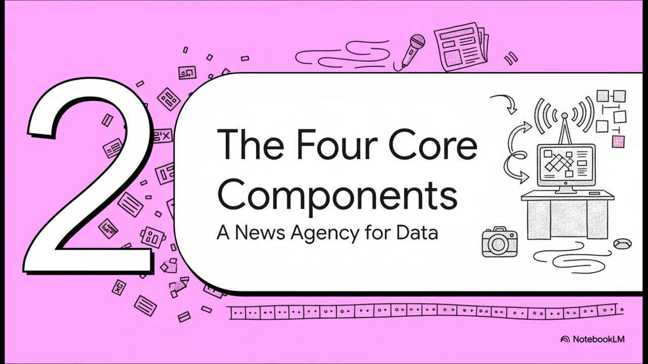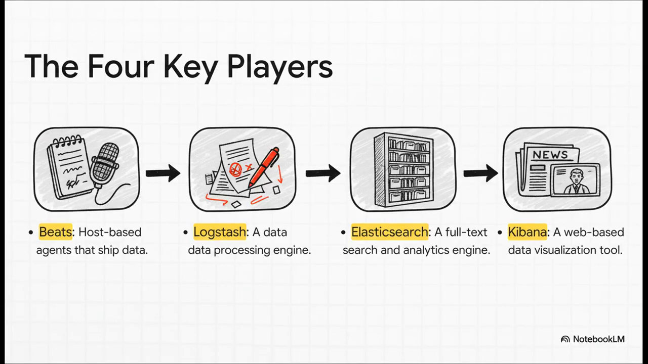To really get how ELK works, let's think of it kind of like a news agency that's designed to turn all this raw, scattered information into a compelling story. And it has four key players. You've got Beats, which are like your reporters on the ground. Then there's Logstash, who's the editor. Elasticsearch is the huge digital archive. And Kibana, well, that's your desk where you analyze and present the final story.